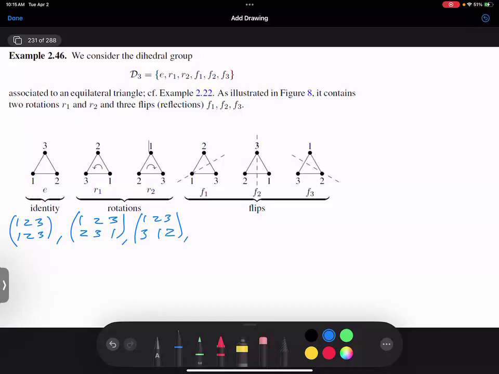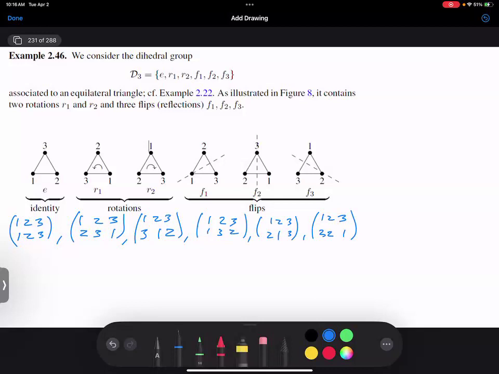For the next one, I'm flipping about a line from 1 to the side opposite it. So 1 stays the same, and then 2 and 3 just switch. For the next one, I'm flipping about 3. So 3 is going to stay the same. And now 1 and 2 flip. And then for the last one, 2 stays the same, and 1 and 3 flip.